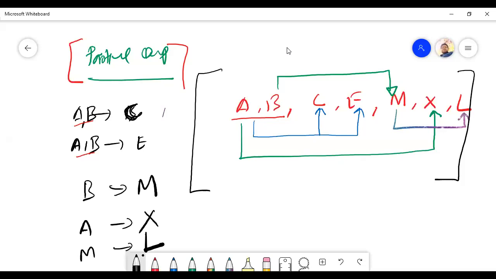E fully depends on the primary key AB. Another one. C. C. Very good.